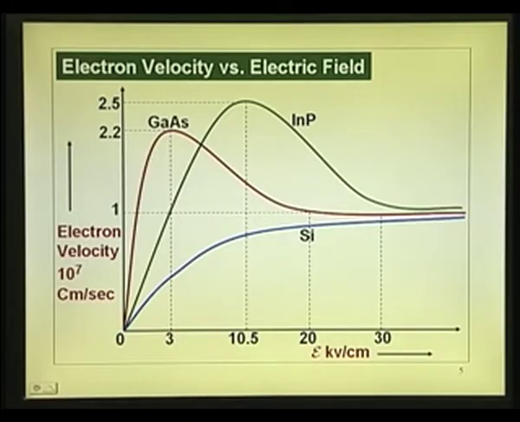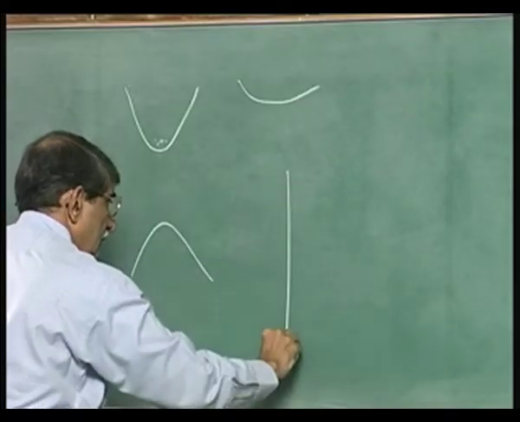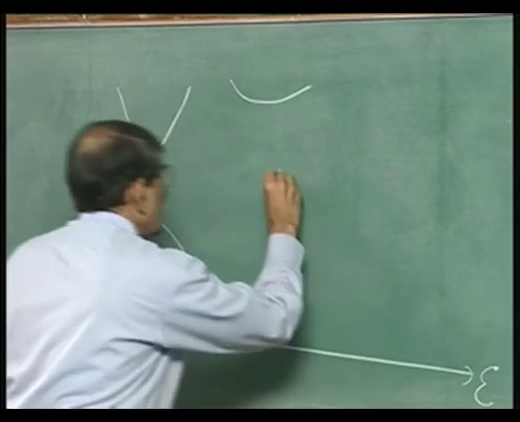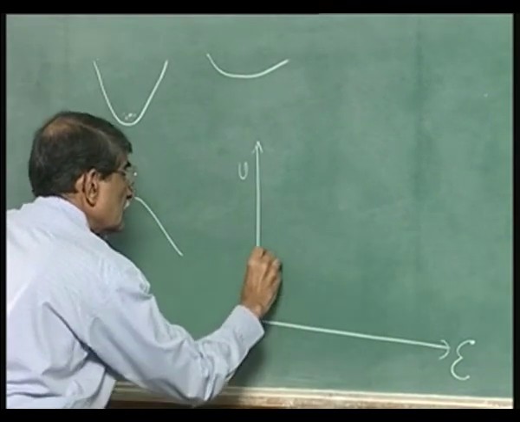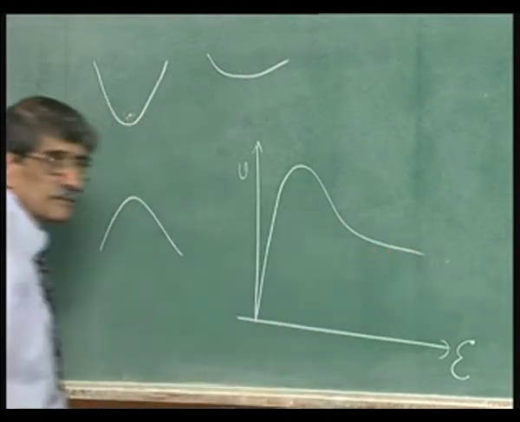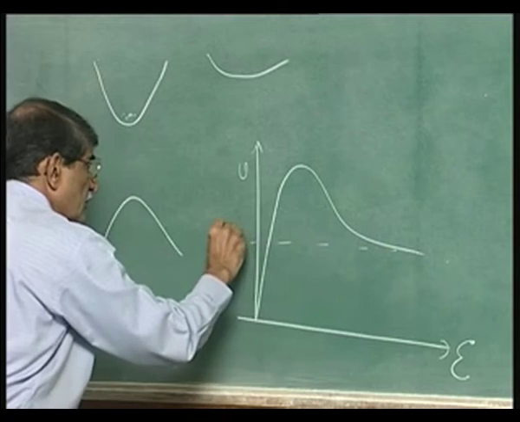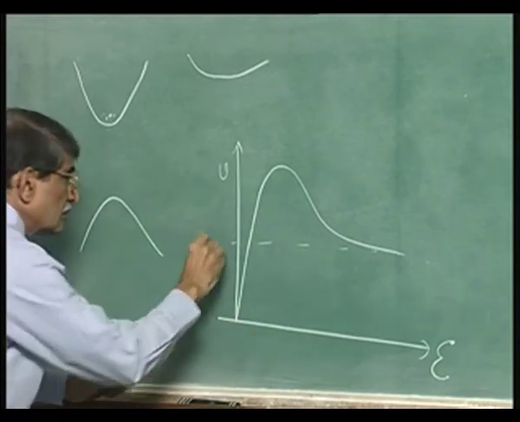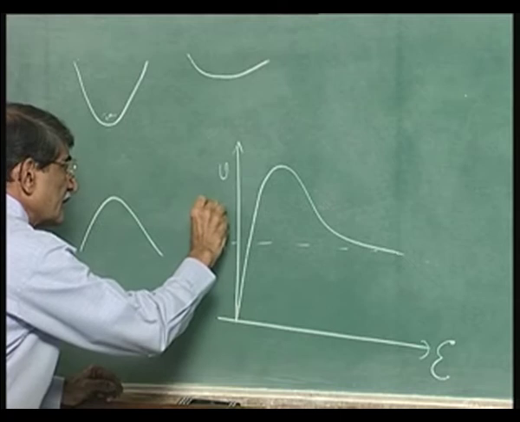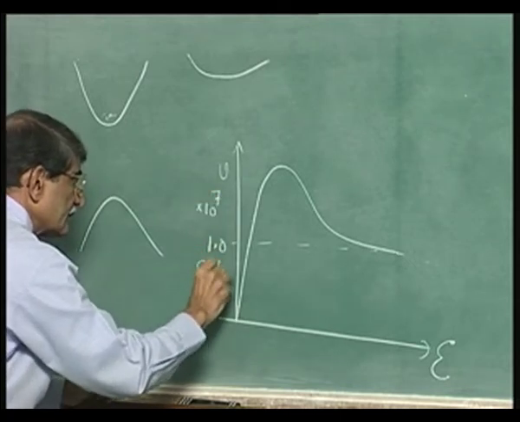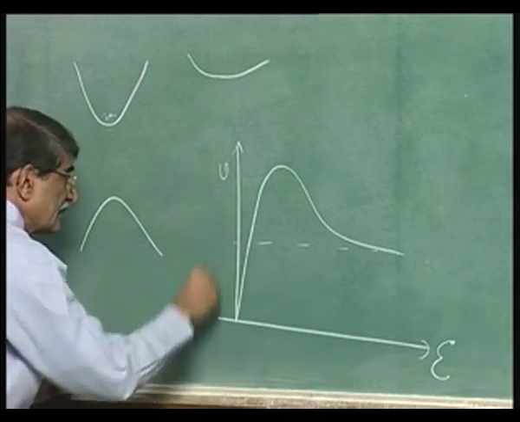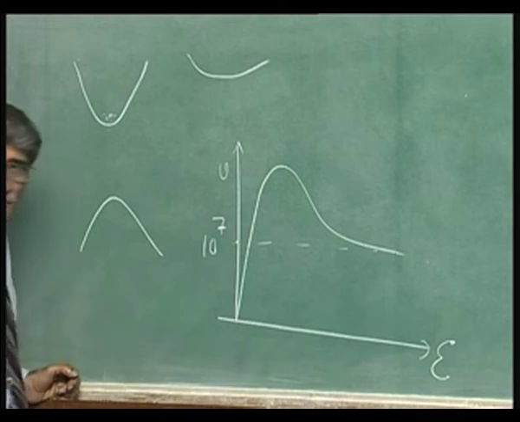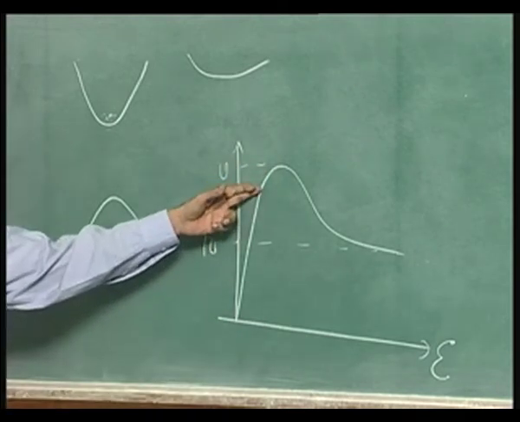Now, the plot that we are given there, let me just keep it here, so that you can see. It goes through a thing like this, and that is almost 1.0 times 10 to the power of 7 centimeter per second. This is 2.2 times 10 to the power of 7. Okay.